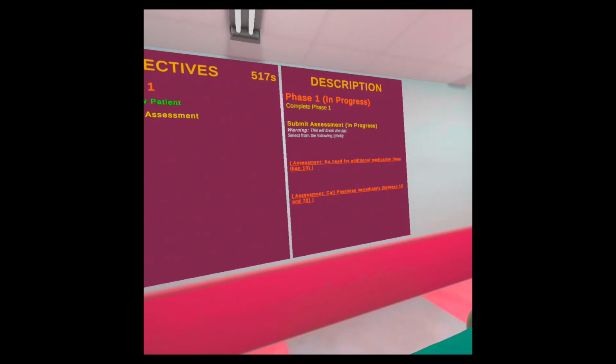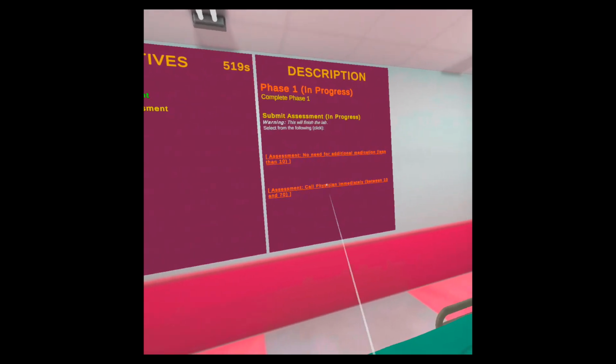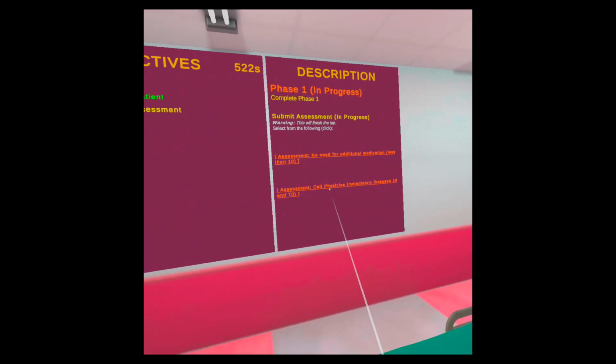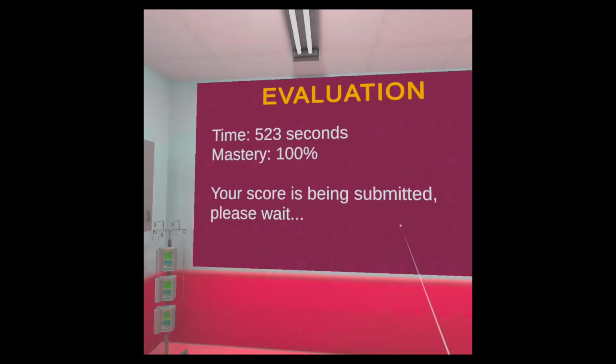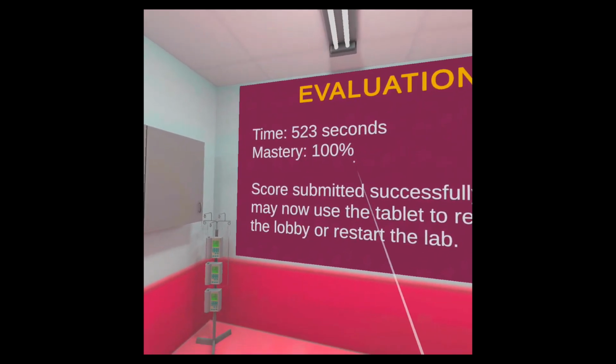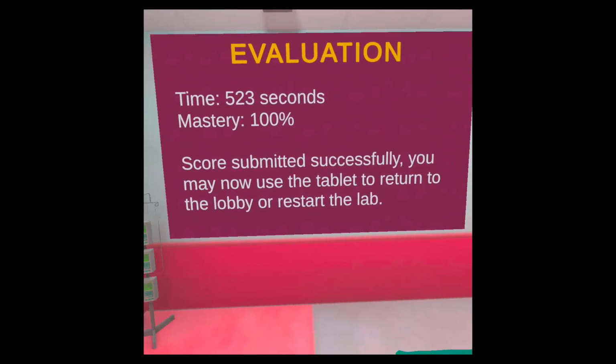Okay, so the next thing I'm going to do is I'm going to submit my assessment. So I'm going to call the physician because the score is definitely over 10. And I can see my mastery is 100%. My score was submitted successfully.